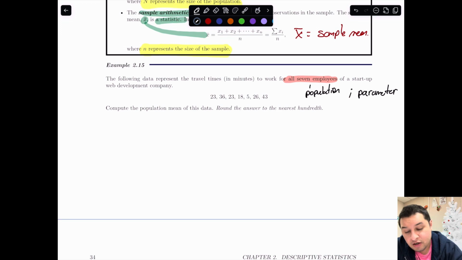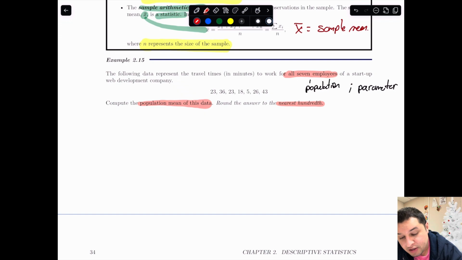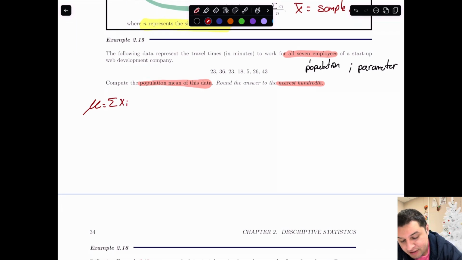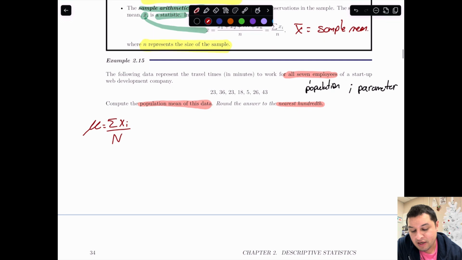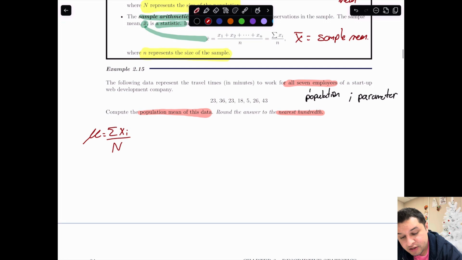The second thing is that it also says it right here, the population mean of this data, so that's another way we can tell. And the last part is it says round to the nearest hundredth, so we have to make sure we round at the very end. So how do we actually find the population mean? Remember, mu is equal to the summation, if you remember this from Math 3A, of x sub i, all divided by capital N. What does that summation mean? It just means you add up all the numbers starting with the first one all the way to the last one.